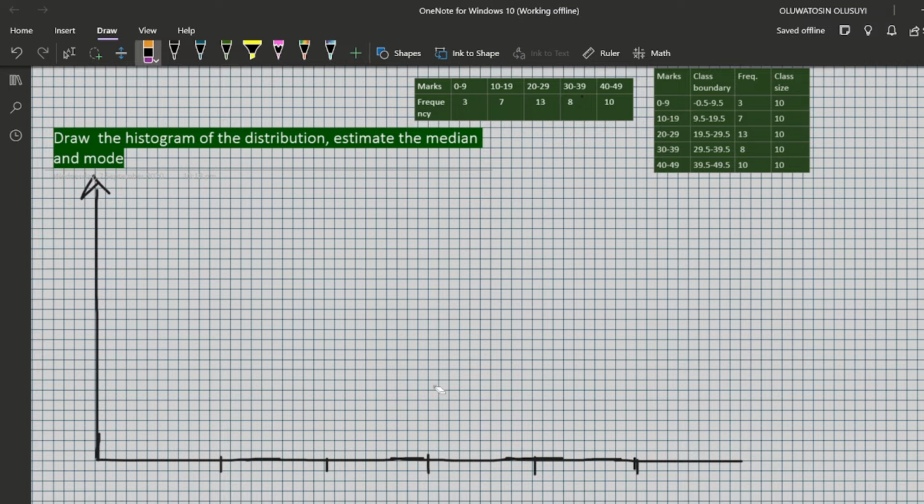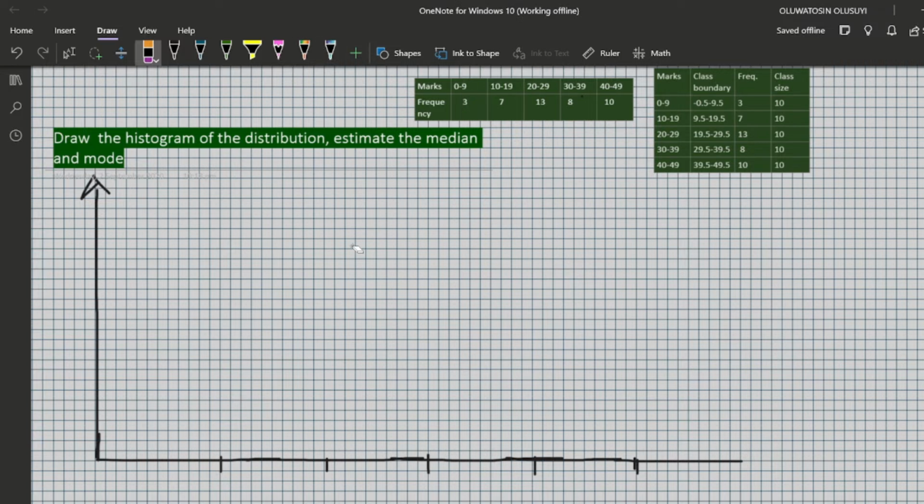Against your class boundary. What happens if our class sizes are not uniform? Then you have to go and generate a frequency density. Yes, generating a frequency density will help you to work around this. So to generate a frequency density, you can easily maneuver all this and you'll be done. So let's generate a frequency density.